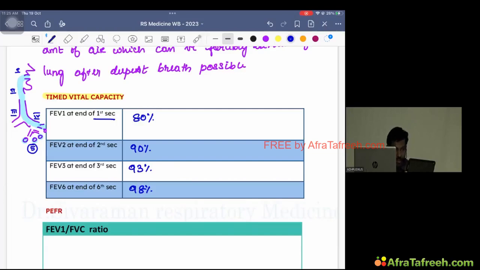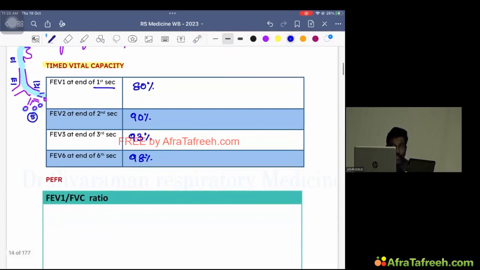So out of the total air which you inhaled, 98% is going to come out by the end of 6 seconds, and 2% of air is going to remain in your lung. That is called residual volume. This is based on timed vital capacity. I will come to the further details later.